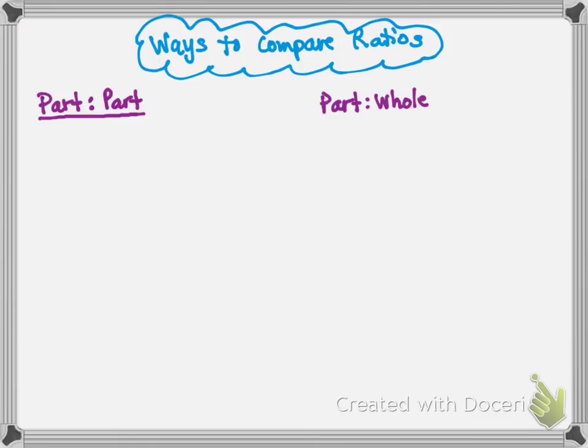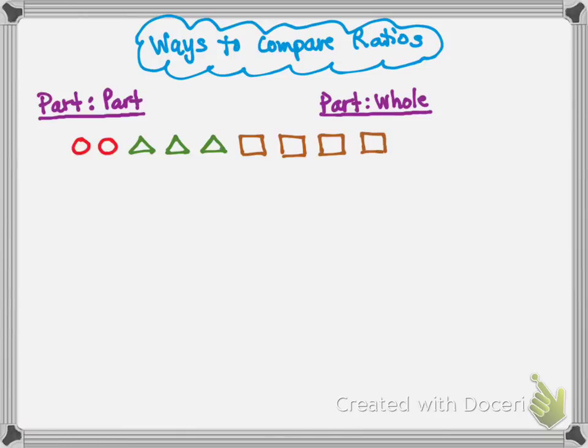Again, you're probably scratching your head going, what is she talking about right now? So let me give you a picture. We have some circles. In fact, we have two circles. We have some triangles. Actually, we have three triangles. And then we have some rectangles. And actually, we have four of them. One, two, three, four. So let's talk about part to part. In fact, we'll do a couple of them.